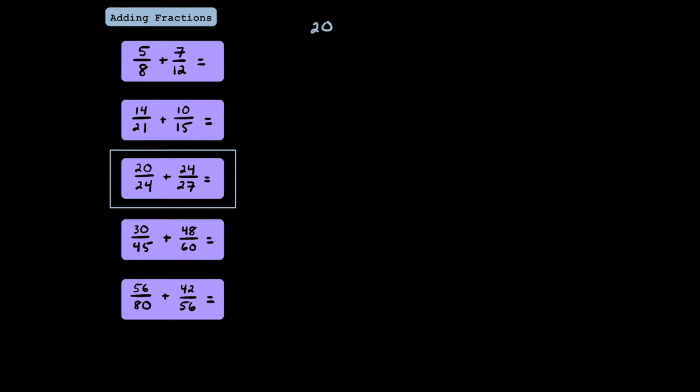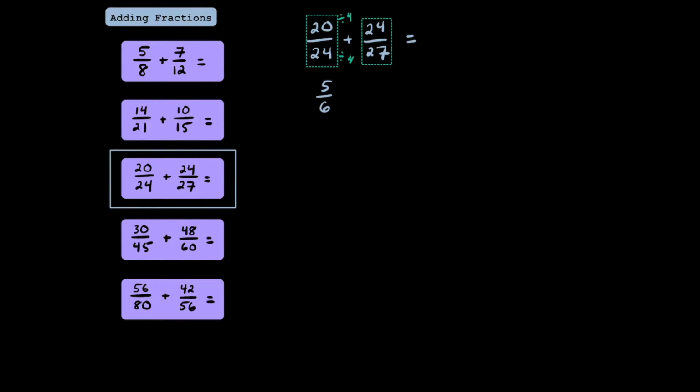In this next one, we have 20 over 24 plus 24 over 27. Looking at 20 over 24, I notice they can both be divided by their GCF, which is 4. The new fraction you would get is going to be 5/6.